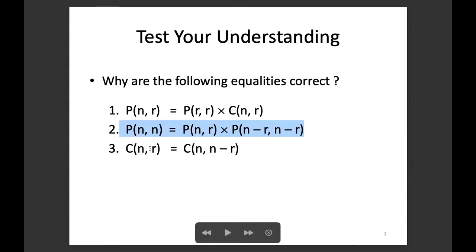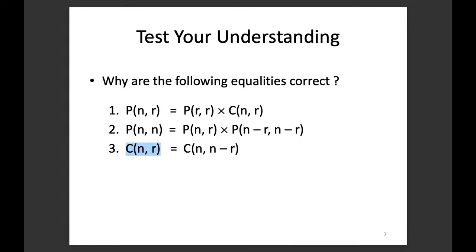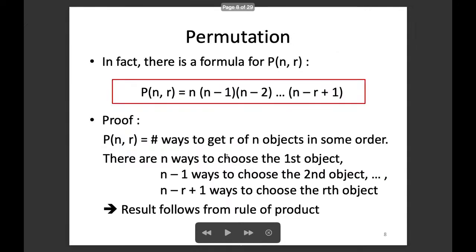And thirdly, we have C(N,R) is equal to C(N,N-R). Now this one is even simpler. C(N,R) is the number of ways to choose R objects. So it must be equal to the number of ways to choose which N minus R objects to discard. If we choose R objects to keep, it must correspond to choosing N minus R objects to discard. So C(N,R) must be equal to C(N,N-R). We have established a one-to-one correspondence between the way that we are counting here and the way that we are counting here.